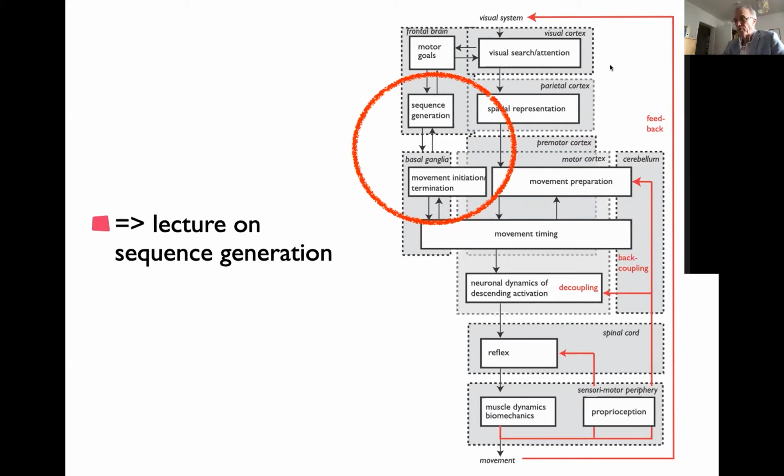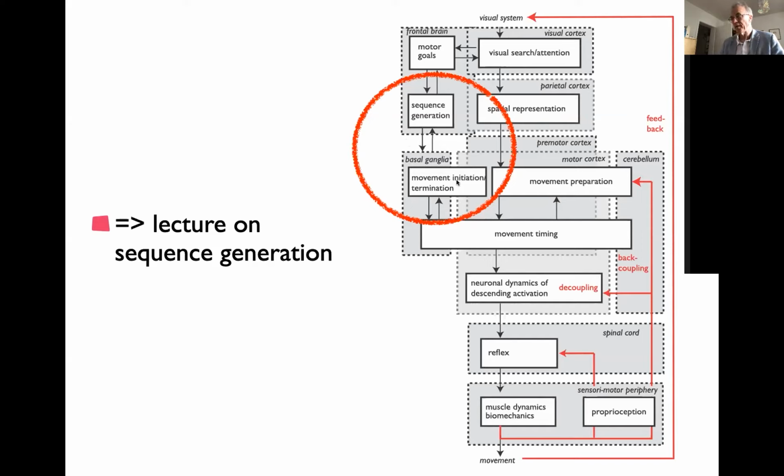Then, of course, if you have prepared a movement, you have to understand how the movement is then actually initiated and also terminated. In fact, most realistic action is not just one action, it's a sequence of actions where you reach and then grasp and lift and maybe do something else with the object. And that is the issue of how to generate sequences of mental or action states. I will talk about that today in the last lecture.